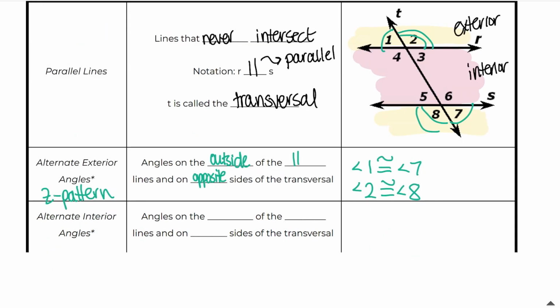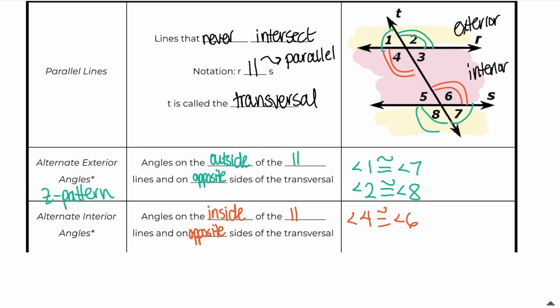Now, alternate interior angles are very similar. The only difference is that these are angles on the inside of the parallel lines and on opposite sides of the transversal. If you look at angle 4 and angle 6, they are both on the inside of our parallel lines. They're on opposite sides of the transversal. One is attached to the top slice of bread, the other one is attached to the bottom slice of bread. So angle 4 would always be congruent to angle 6. No matter what angle 4 is, angle 6 would be the exact same size, okay?